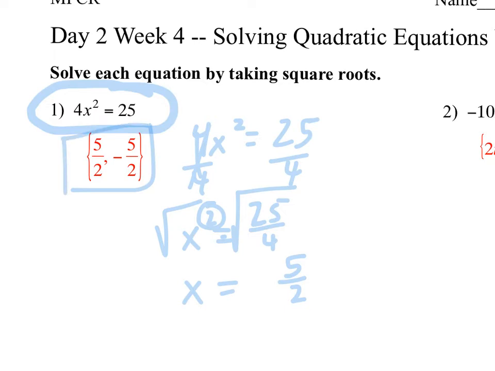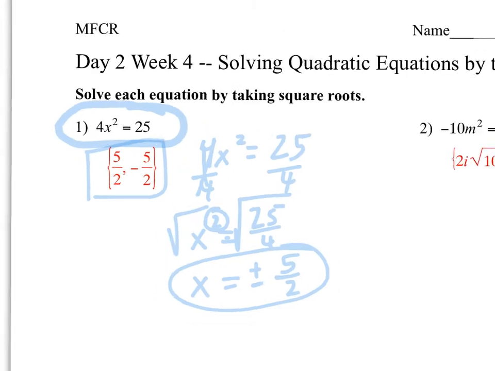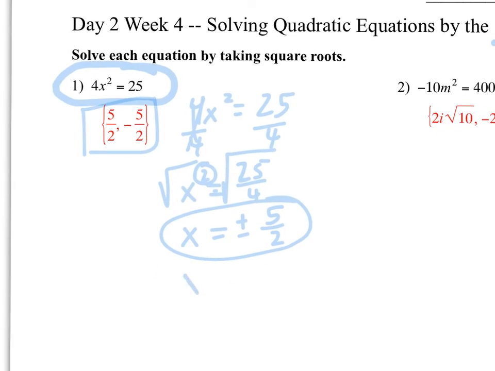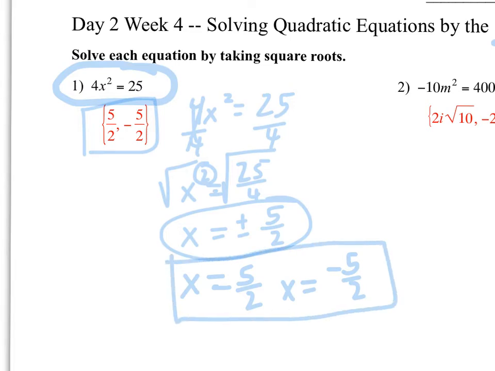Now the reason why there's 2 answers, well, it's x squared, so there should be 2 answers. And when you take the square root of something that's squared, you don't know if it's positive or negative, so you have to include both. So that right there, plus or minus, means positive or negative. So another way that you could write the same answer would be x equals 5 over 2 and x equals negative 5 over 2. Both answers are correct. And both ways of writing it are correct as well.